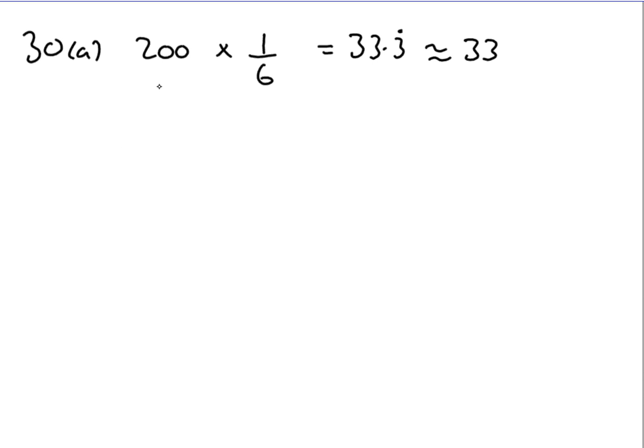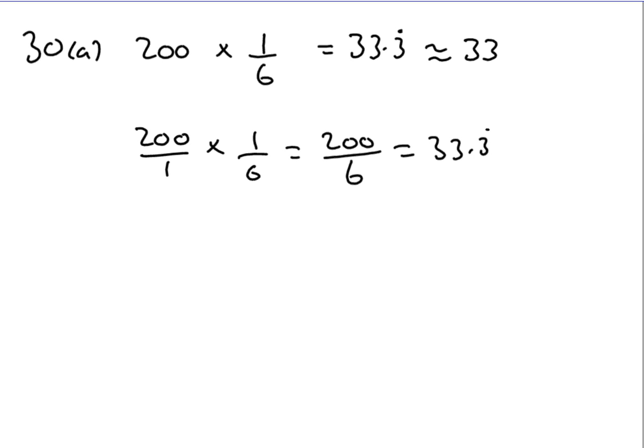Well, the way of doing it, the trick here is to just do 200 over 1 and times by 1 over 6. And times in fractions is 200 times 1, which is 200. 1 times 6, which is 6. So you end up with 200 divided by 6, which gives you 33.3, as we just said. And round that then to 33 times.